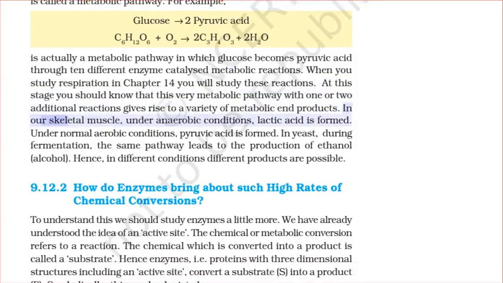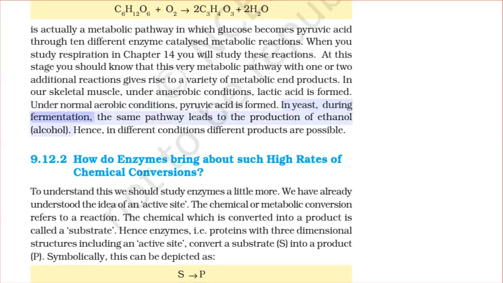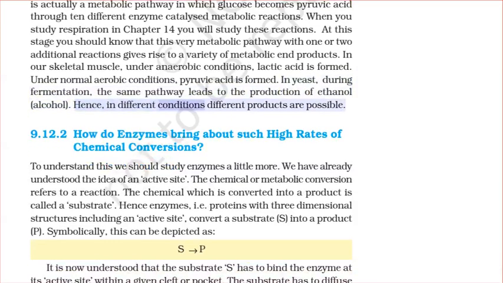In our skeletal muscle, under anaerobic conditions, lactic acid is formed. Under normal aerobic conditions, pyruvic acid is formed. In yeast, during fermentation, the same pathway leads to the production of ethanol alcohol. Hence, in different conditions, different products are possible.